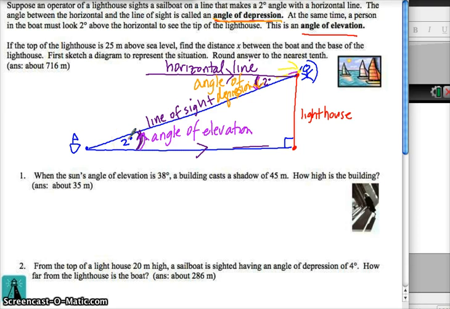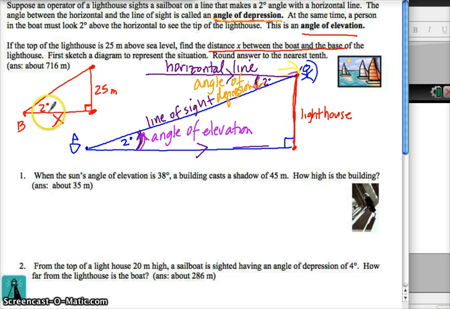Okay, so it says the top of the lighthouse is 25 meters above sea level. So this length right here. So now if I just make a little side note, so here we have it. This is 2 degrees. This is 25 meters. It's top of the lighthouse, bottom of the lighthouse. This is the boat over here. Find the distance x between the boat and the base of the lighthouse. So this is the boat, this is the base of the lighthouse. So I'm trying to find that length. First, sketch a diagram to represent the situation. Round your answer to the nearest tenth. So here's my diagram to represent the situation. I should put a right angle in there.